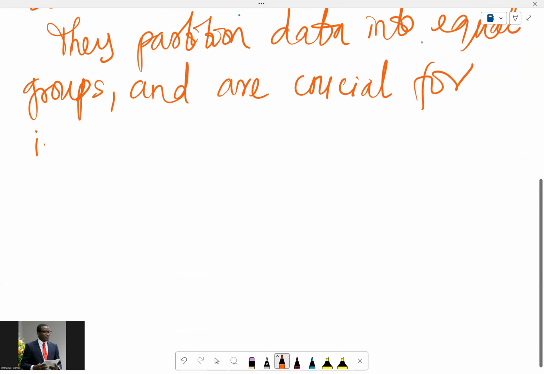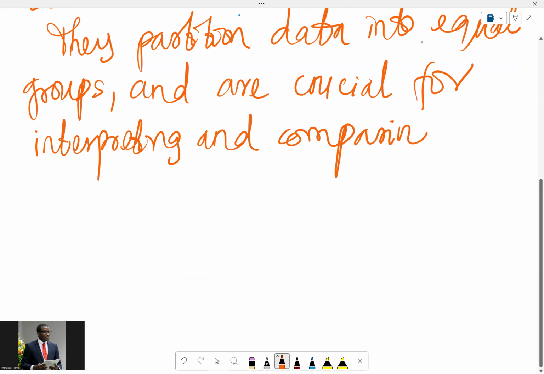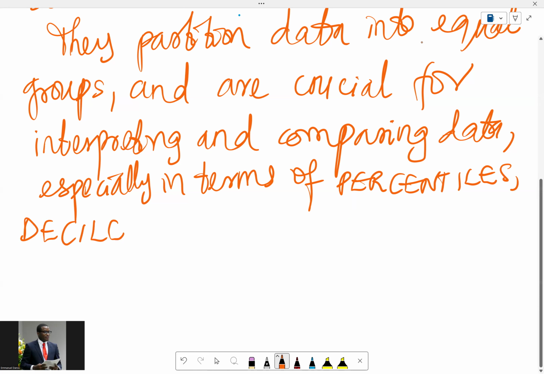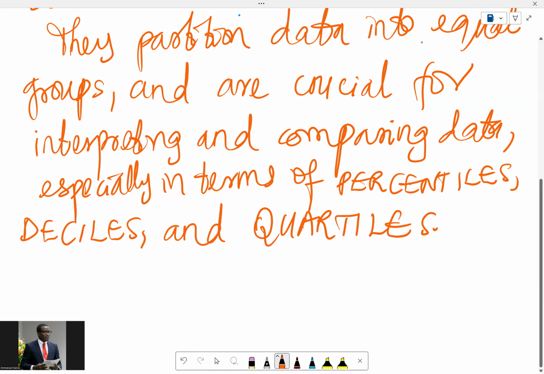They are crucial for interpreting and comparing data, especially in terms of percentiles. There can be as many measures of position as possible, but the key ones are percentiles, deciles, and quartiles. For instance, you must have come across the idea of using percentiles to show the standing of students in exams like GRE, IELTS, SAT, and so on.